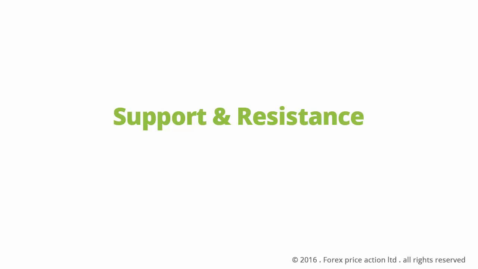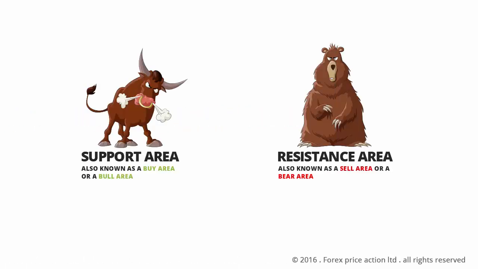First, let's go over some of the basic terms we'll be using when we talk about support and resistance on the forum or in webinars. Support equals a buy area or a bull area. So terms like buy area, bull area, support area are interchangeable. If I say something like there's a lot of buyers in this area, I'm probably talking about support. Resistance equals a sell area or a bear area. So the terms sell area, bear area, and resistance area are interchangeable. If I say something like there's a lot of sellers here, I'm talking about resistance. If I say bears are grouped up here, I'm talking about resistance.